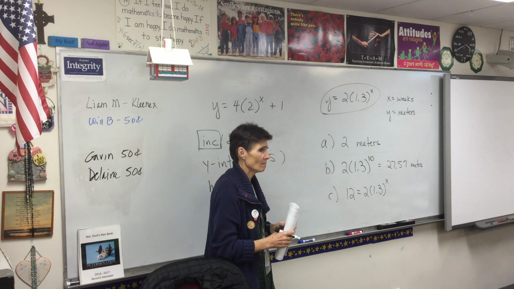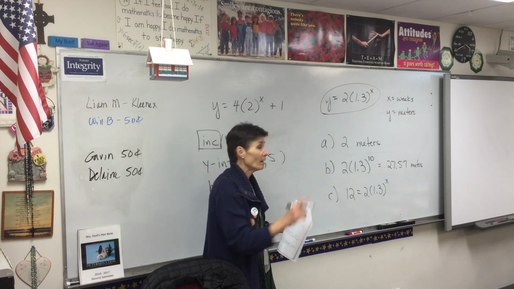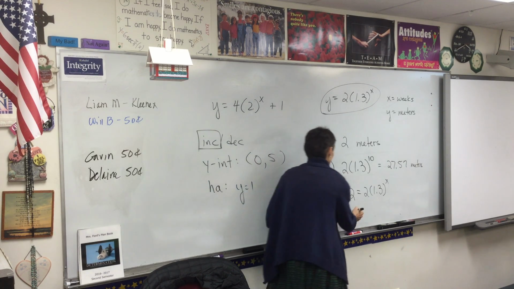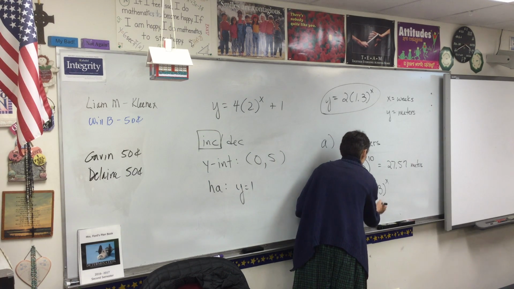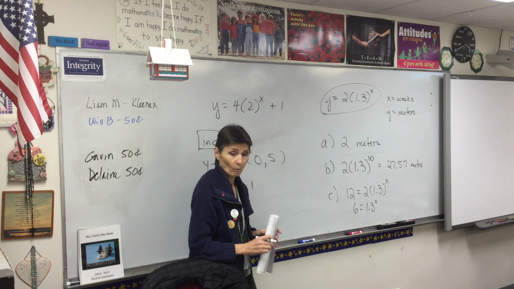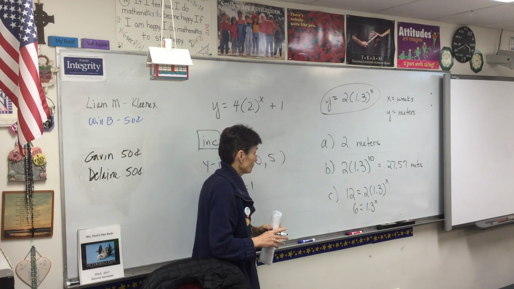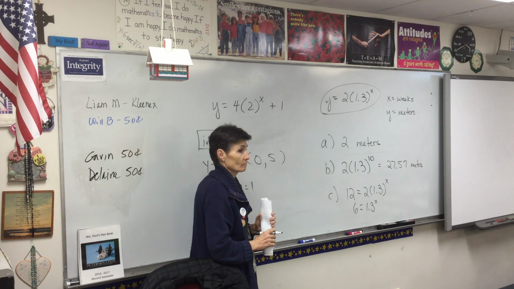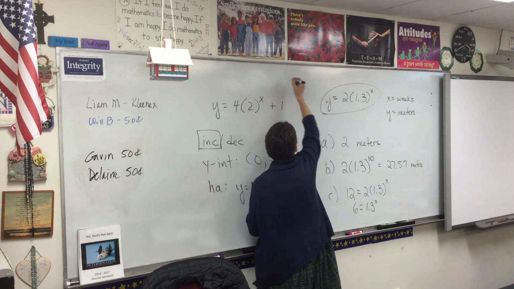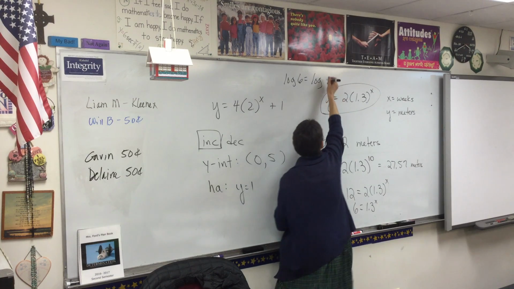How do I solve that? Logarithms. But I can't do logarithms until I do what first? Divide by 2. So 6 equals 1.3 to the x. Divide both sides by 2. We always divide first. Then what? Take the log of both sides. So I'll have log 6 equals log 1.3 to the x.